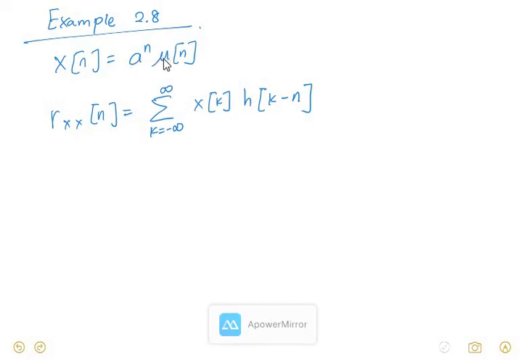So now you have a^k u[k]. So the summation from minus infinity to infinity of a^k u[k], and then x[k minus n]. Now it's an autocorrelation, which means the second factor is also x. So for x[k minus n], you are using the same source, the same x[n], but the n should change to k minus n. So now you have a^(k minus n) u[k minus n].